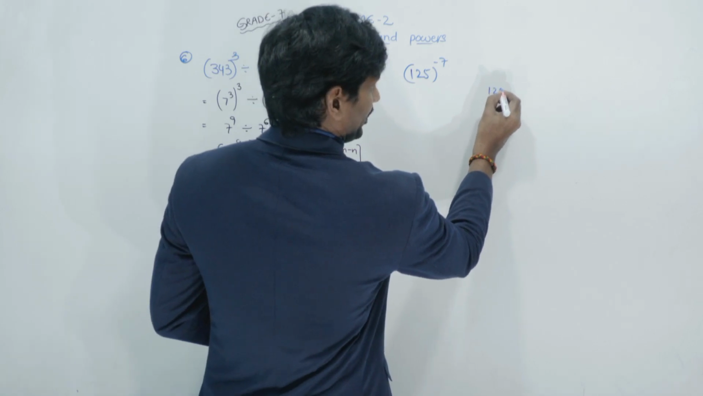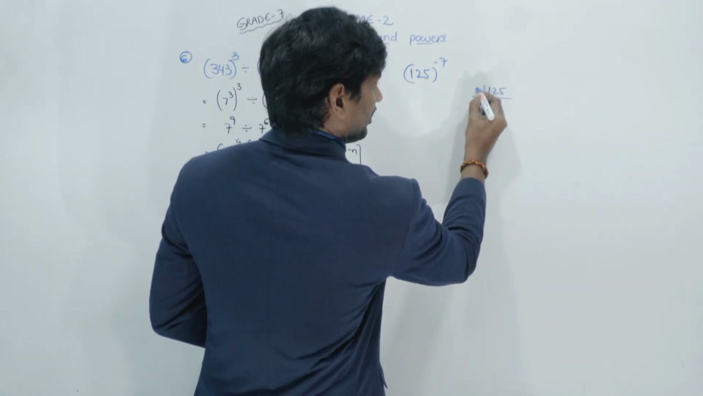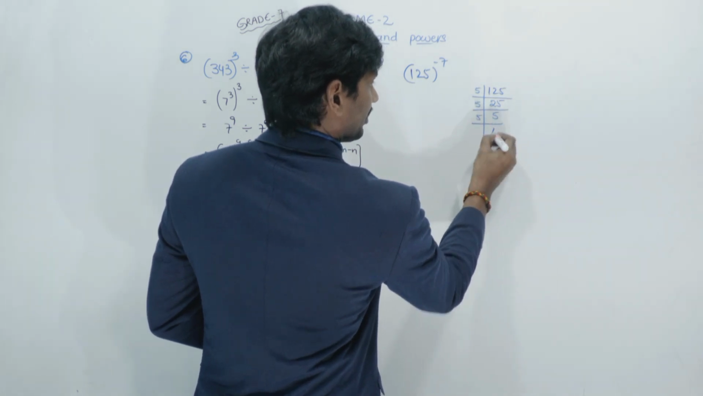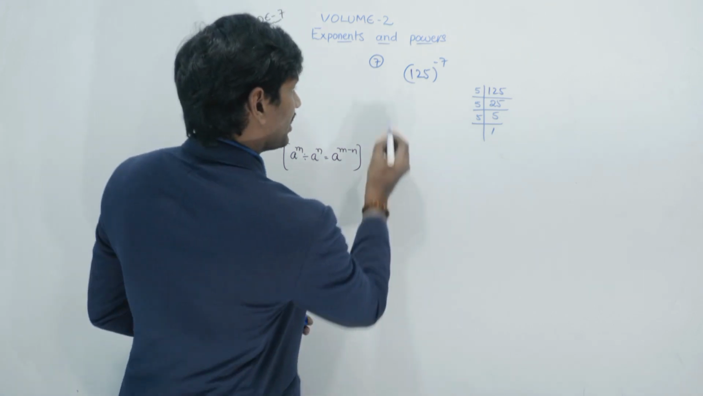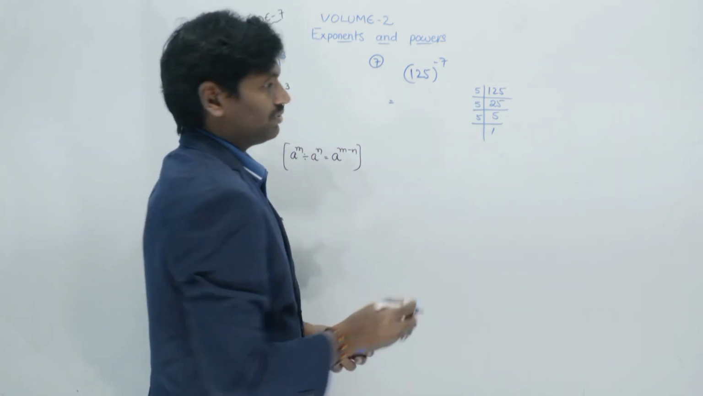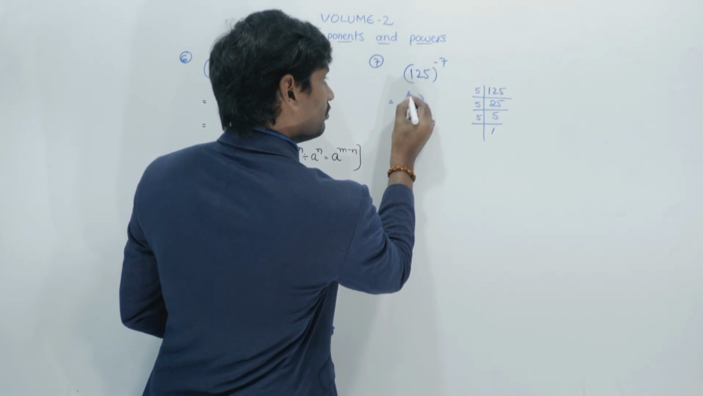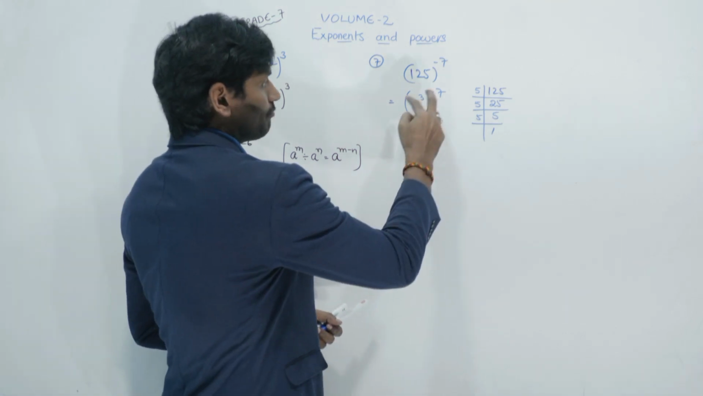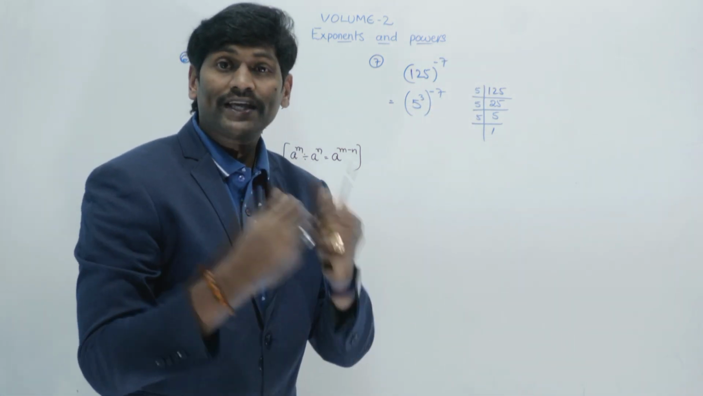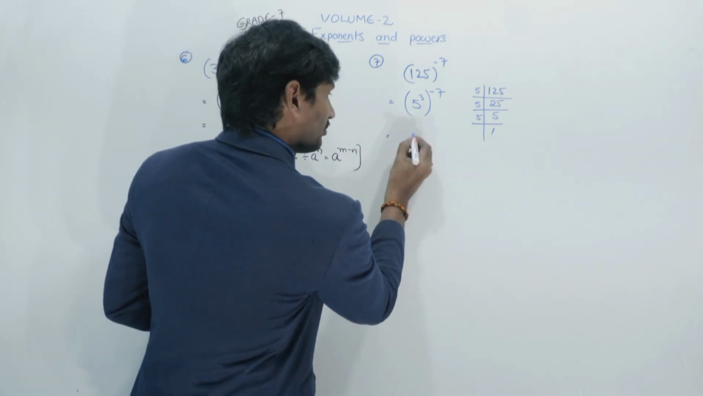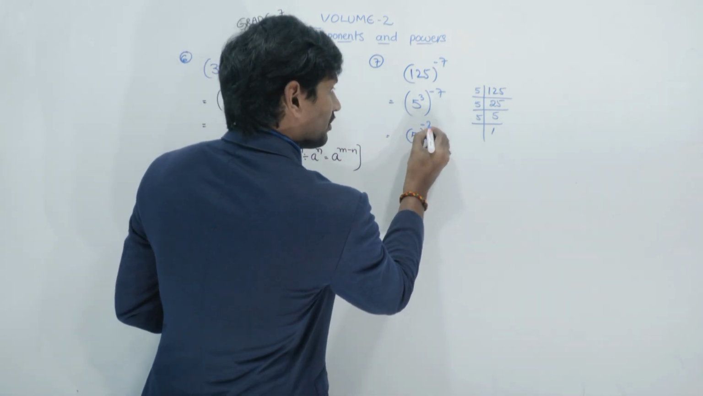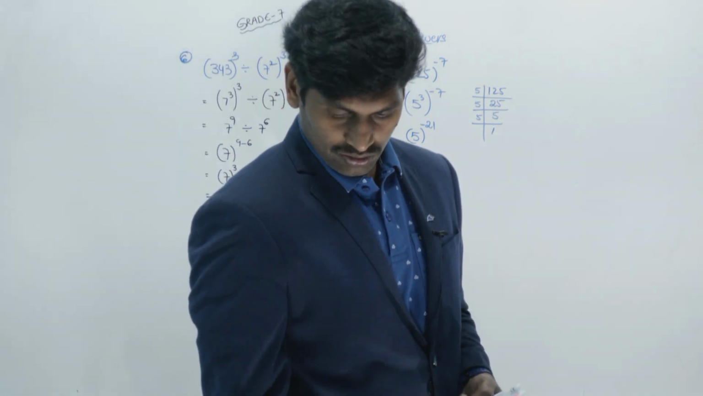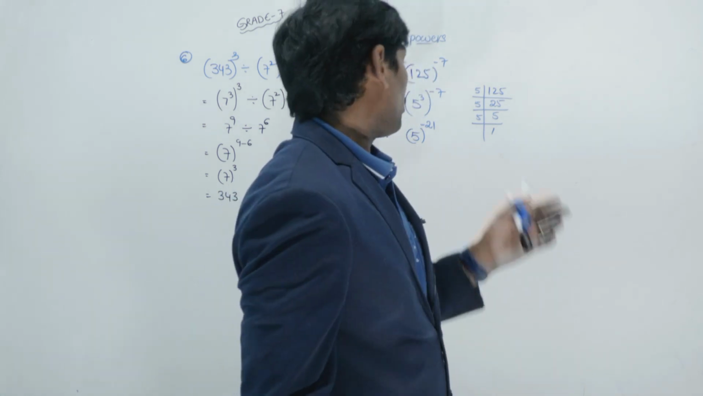Let us check. 125, let us take the prime number 5. 5 25s are 125, 5 5s are 25, 5 1s are 5. So simply 125 is nothing but 5 cube, and whole to the power of minus 7. Because of the power law, we need to multiply both the exponents. A power m whole power n is nothing but a power m into n. So it is 5 power minus 21, since 3 into minus 7 is minus 21. Okay? So that is the answer, expressed in the form of 5 powers.